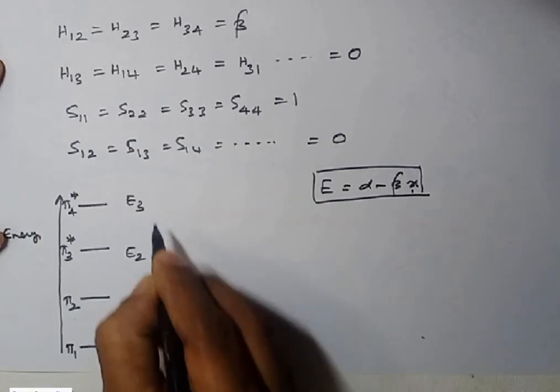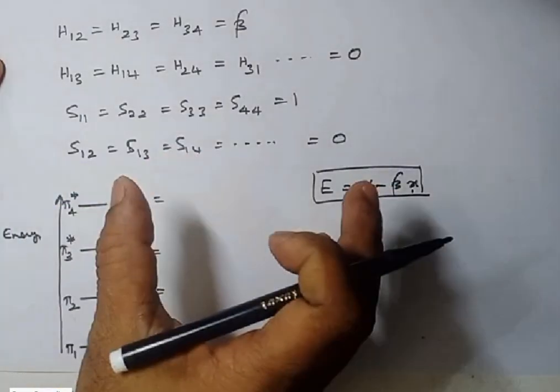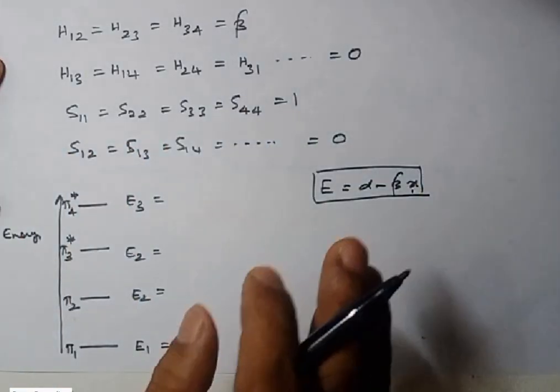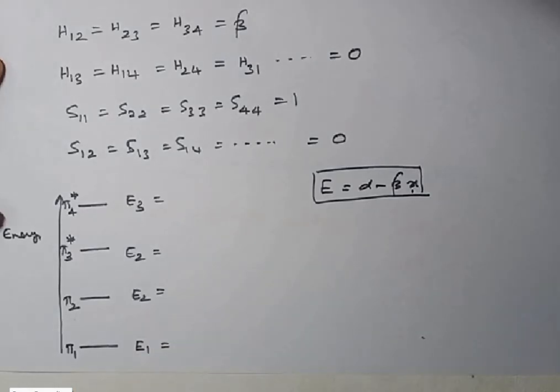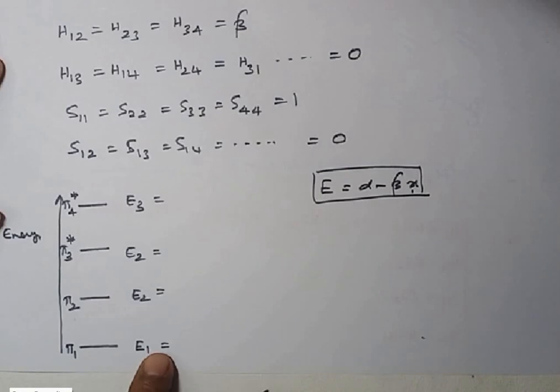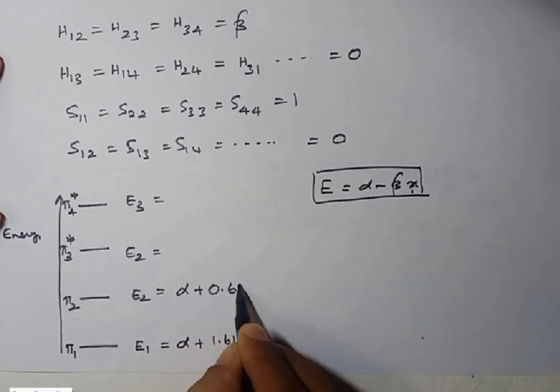Let me give you the values directly. This is a very simple one. You can easily simplify the determinant and the polynomial equation, and you can solve it. I am going to give you the energy values directly. The lowest energy molecular orbital has energy alpha plus 1.618 beta. Try to remember the value alpha plus 1.618 beta. Then alpha plus 0.618 beta.